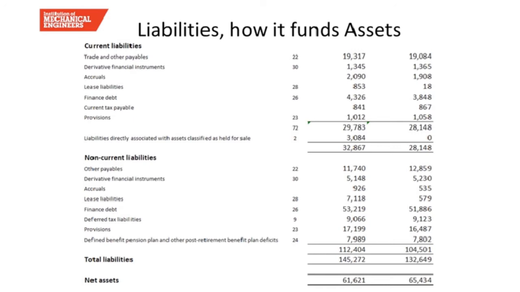Derivatives, always there on big company balance sheets. Accruals, this is where you've got something that's going to go on over the end of the accounting period. And so to avoid paying too much tax or showing a false position, you accrue the costs that you're going to have to pay out when the bill comes in.